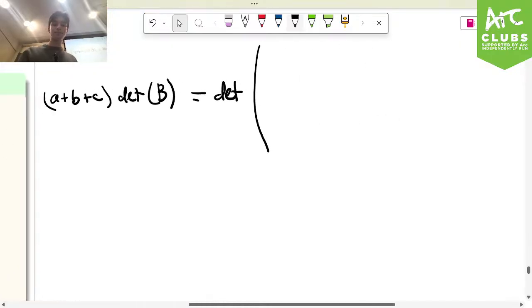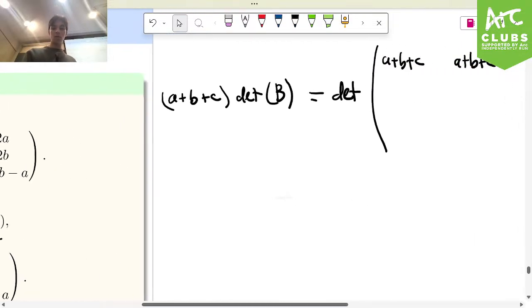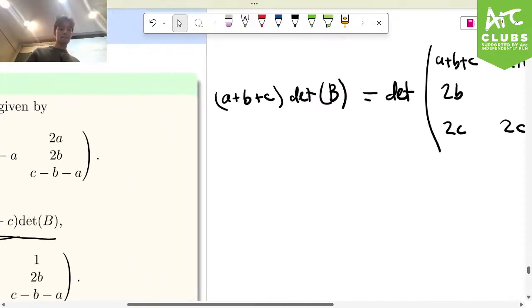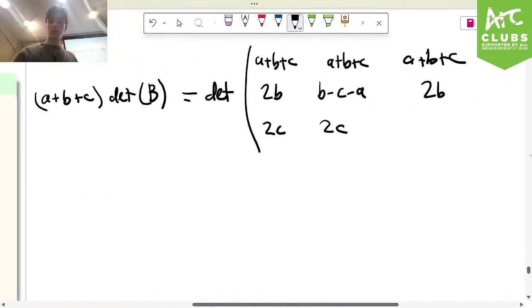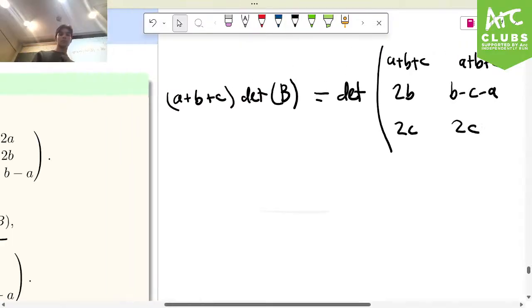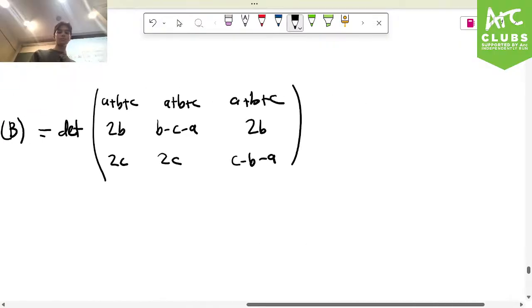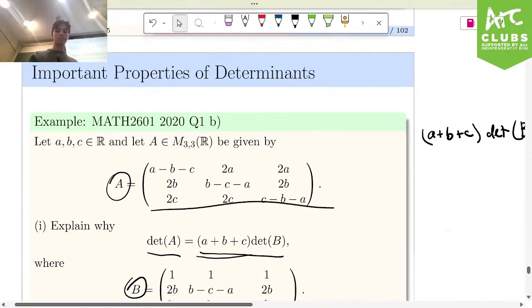Determinant of A plus B plus C, A plus B plus C, A plus B plus C. We've got 2B, 2C, 2C, 2B, and here we've got B minus C minus A, and C minus B minus A. Okay, and we know that this is supposed to be equal to the determinant of A. So we want to make that matrix look like this matrix, right?